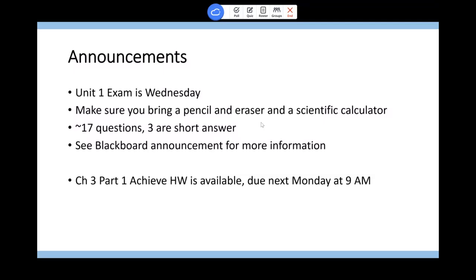If you come here with a graphing or programmable calculator, I will take it and you will not have a calculator to complete the exam. So make sure you have a scientific one. There are about 17 multiple choice questions, give or take one, and 3 short answer. Those are math questions where you need to show your work and show how you reach the answer. You can earn partial or full credit, but to earn full credit, you need to show your work. There's a lot more information on Blackboard in an announcement about the exam.